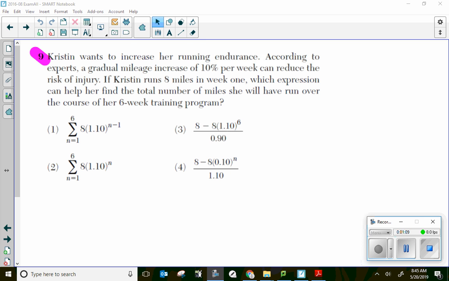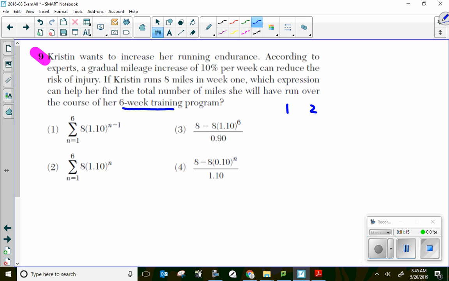Now, with a calculator, if you're going to do 6 weeks, for week number 1, 2, 3, 4, 5, 6, week 1 was 8 miles, those increase by 10%, so this will be 8.8 and so forth. You can figure out what those are, add them, and then put number 1 in the calculator and see if you get the same total. And you can try and put number 2 in the calculator and see if you get the same total. So that's a shortcut way to do this.